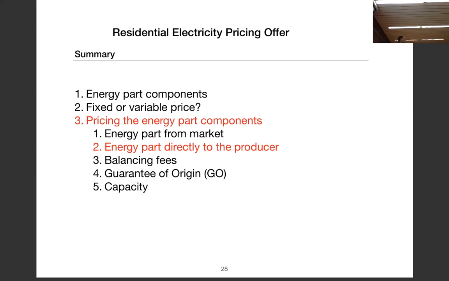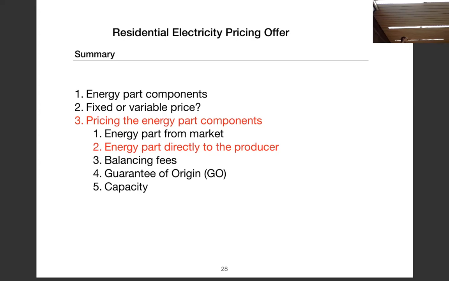But when it is variable, it depends on the contract, but most of the time it is not a variable price on an hourly basis. The price does not change every hour. It may change every day or every week or every month. You know what I mean?